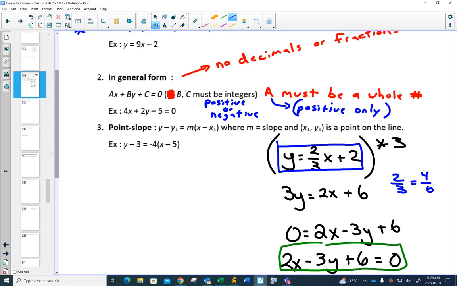And form number 3 is called the point slope form because it has the slope m and it has one point, x1 and y1. So if you have something in this form, you would know that m is equal to -4, and you have the point 3, 5.